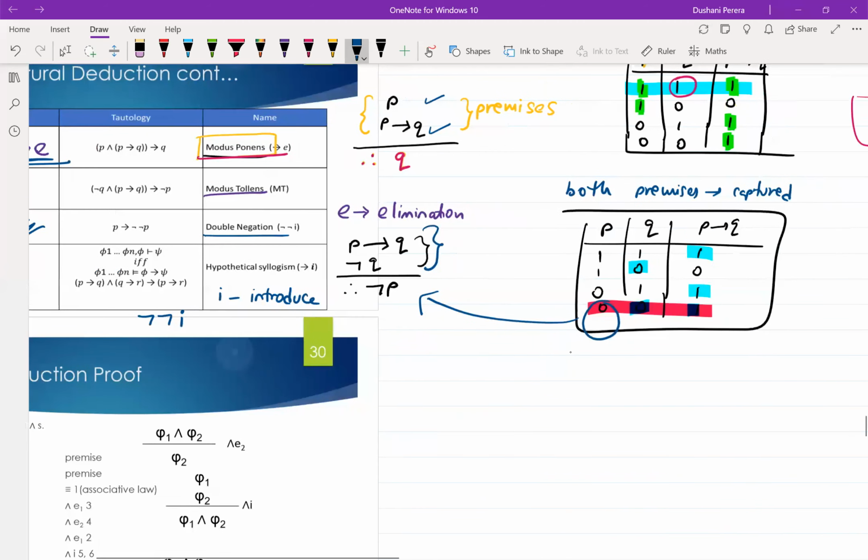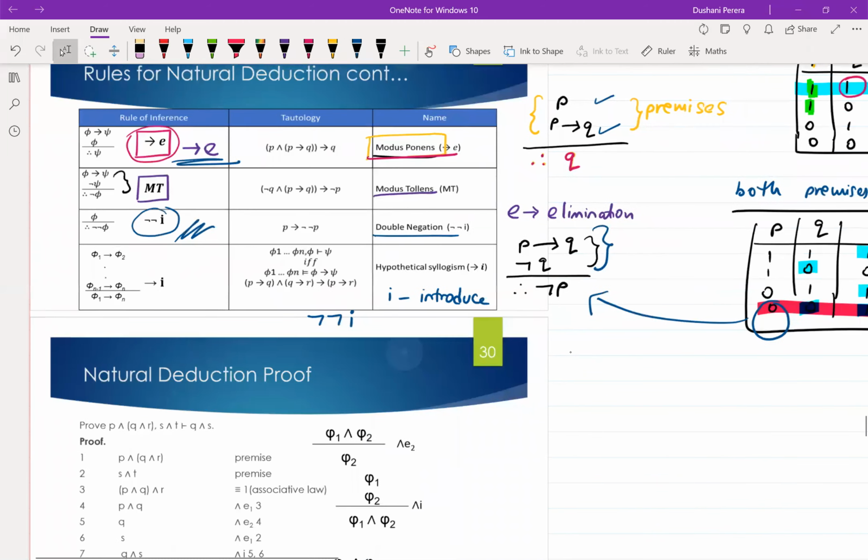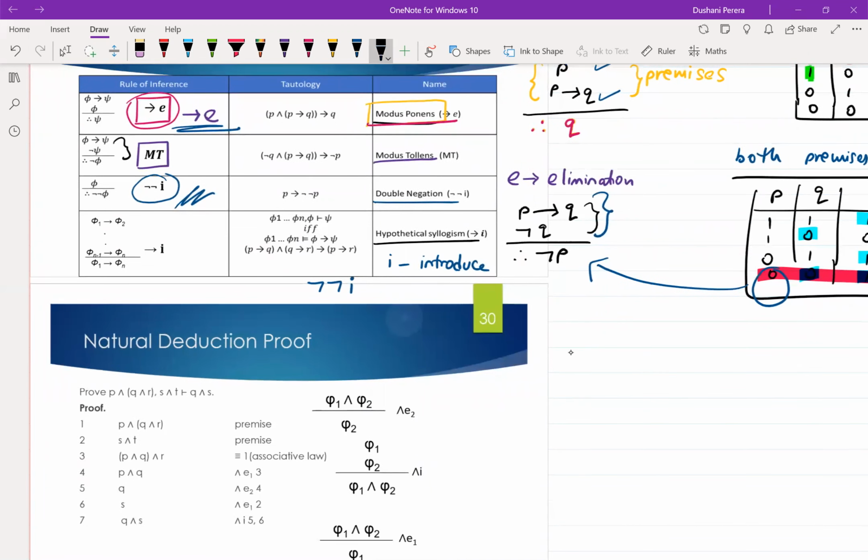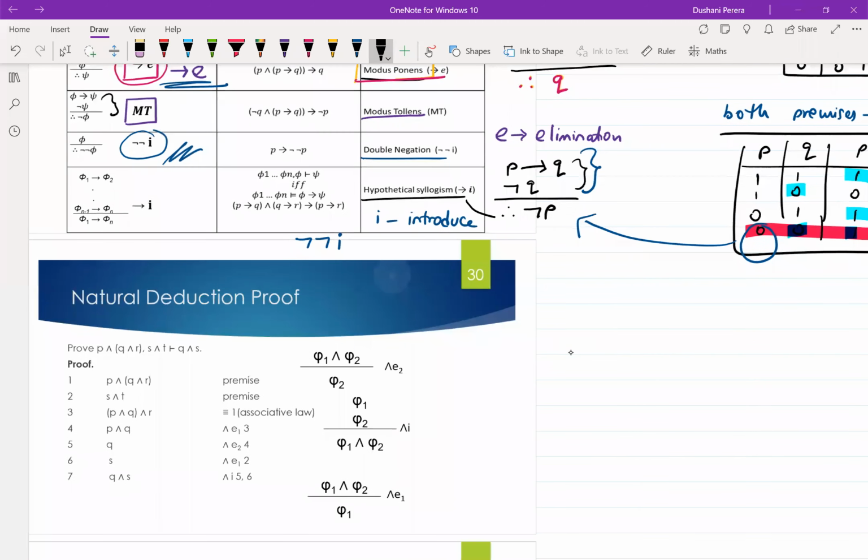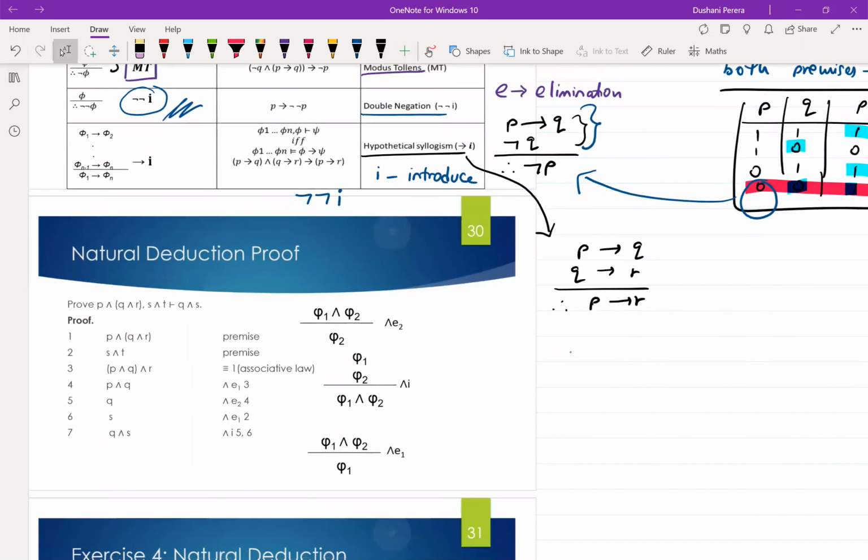Okay, then, all right, you have a hypothetical syllogism. What this says, in simple terms, is that if you have P implies Q and Q implies R, then you can say that P implies R. Okay, this is simple. And how do you denote this? Again, what is the operation you performed? It's implication. And what did you do? You introduce something new. That is why you use implication I.